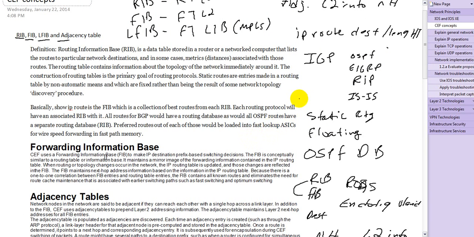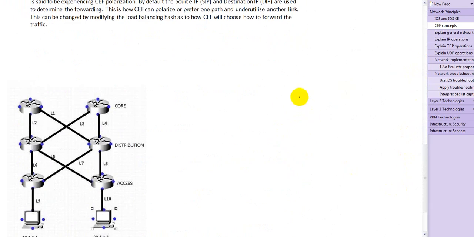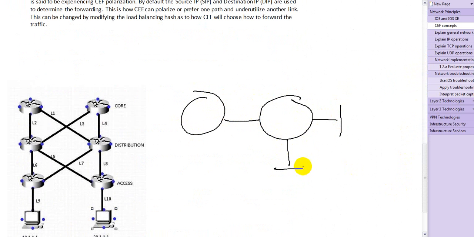Because realistically, CEF is just a switching process. So if I was to come down here and explain this real quick, we have a router, we have all these interfaces, and we'll go to another router, and then we'll have another connection here. The idea is very simple. When you have an incoming interface, so we have traffic coming in, this guy right here.